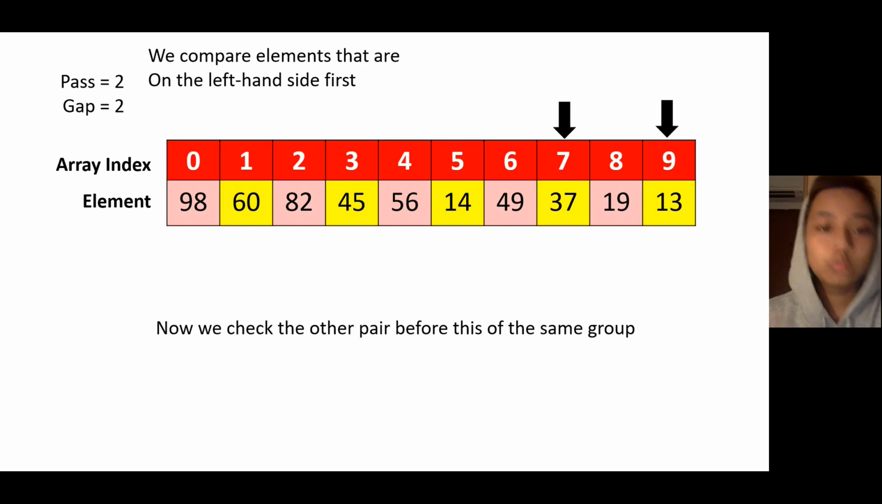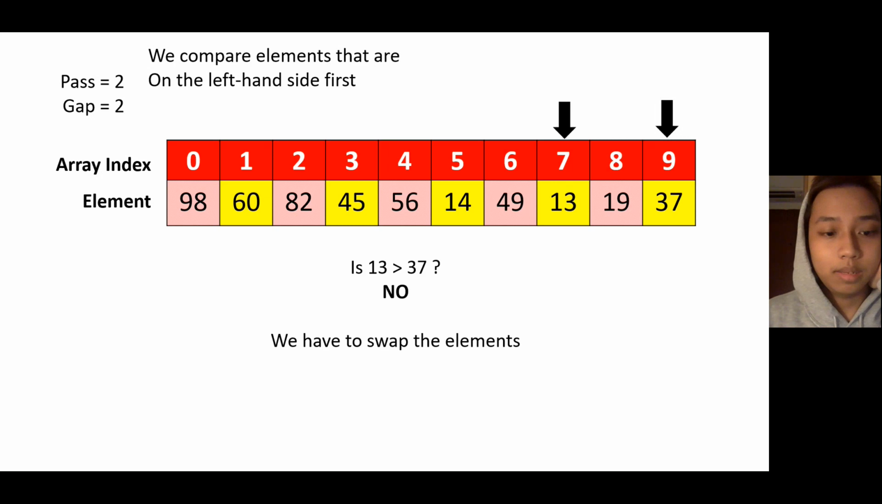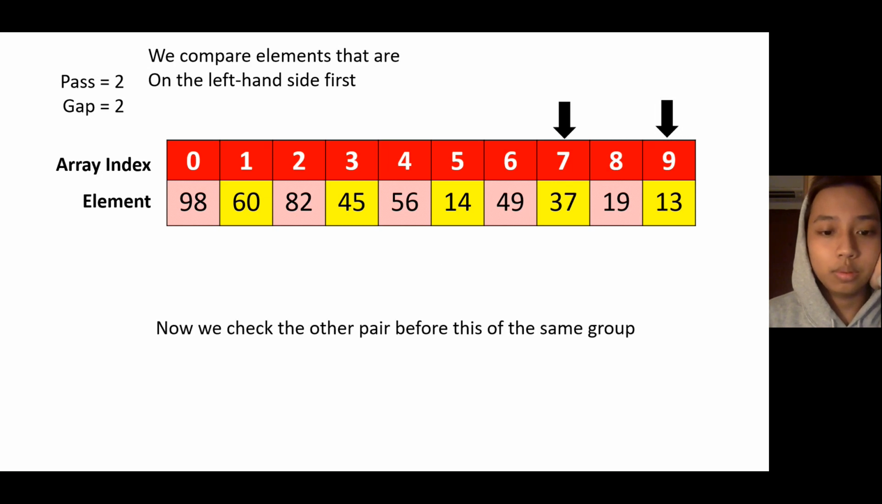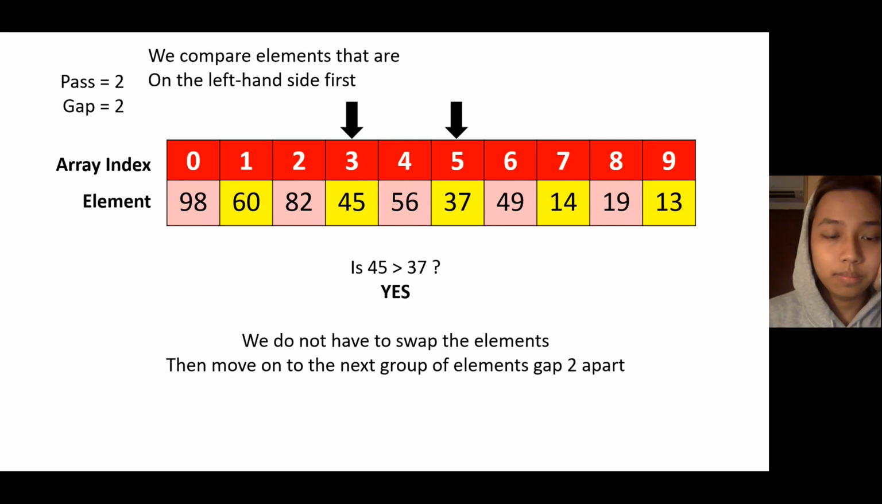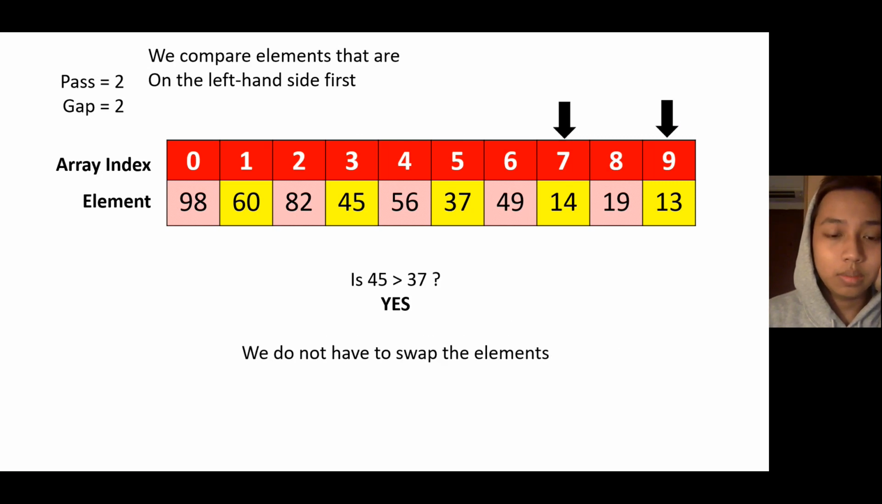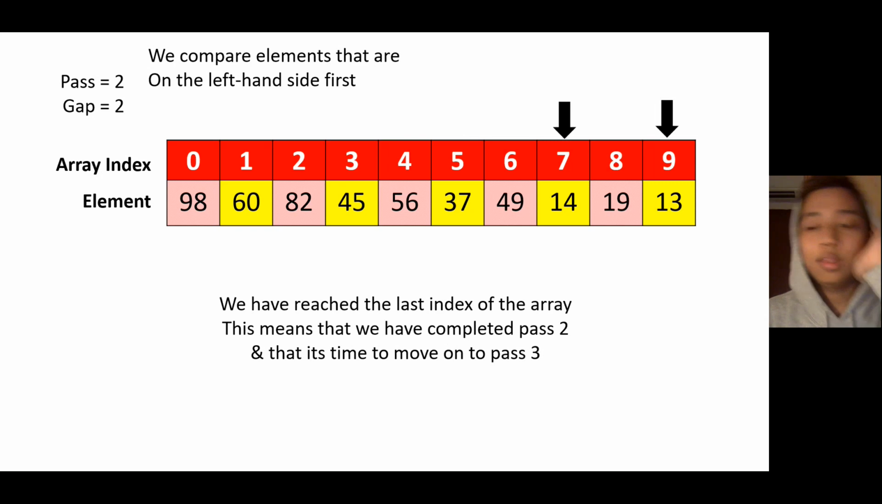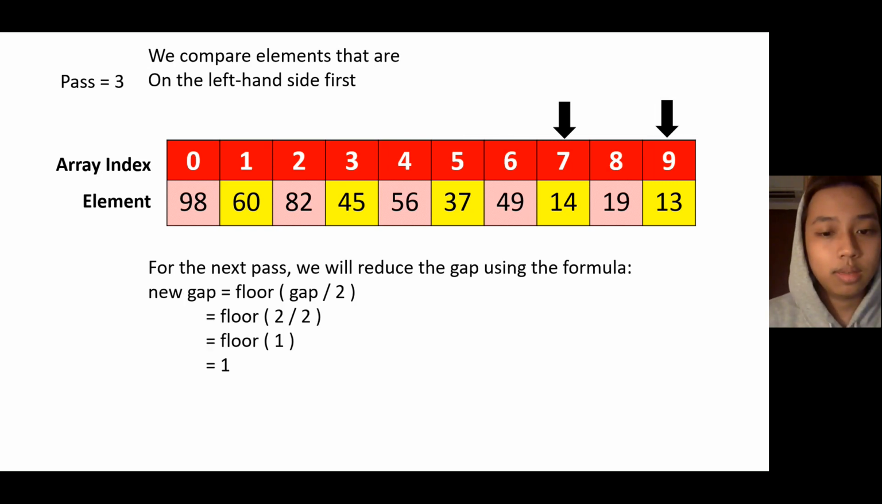When we have to swap the elements, we have to go back to the pair before this one to check whether the new element that was placed here needs to be swapped or not. Since it is swapped again, we have to go back one more time until there is a no, and then we can proceed. Now that that's the last, we can go to the next gap.